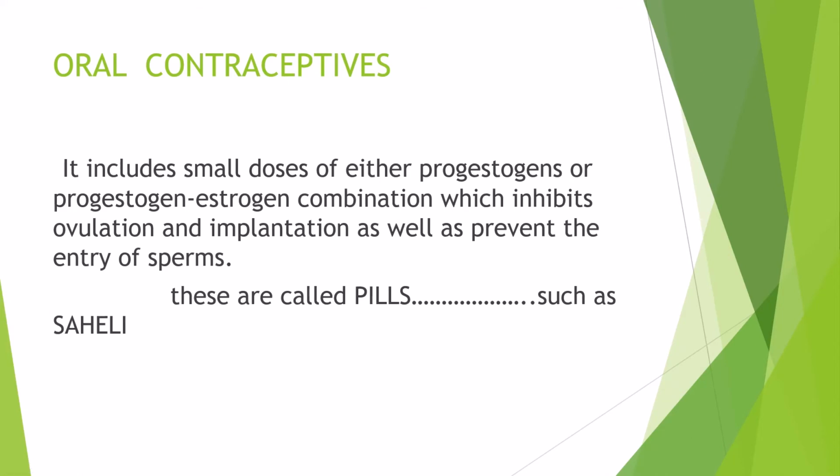This is also a widely used method in India, in which pills or tablets are taken especially by females. One of the most important oral contraceptives is Saheli, which was developed in Lucknow, India. It is actually a combination of certain hormones. It may be progestogen alone or a progestogen-estrogen combination. These hormones inhibit ovulation and implantation. So it is a very widely used method in India.